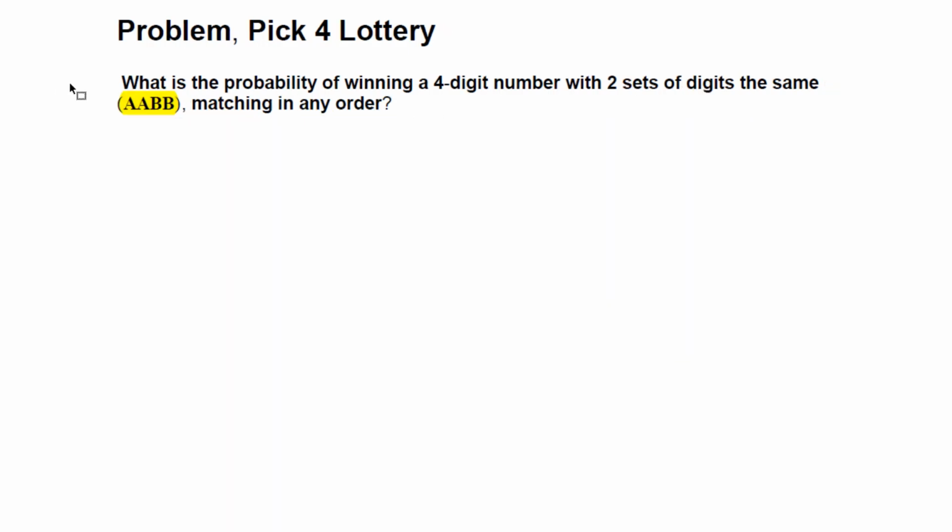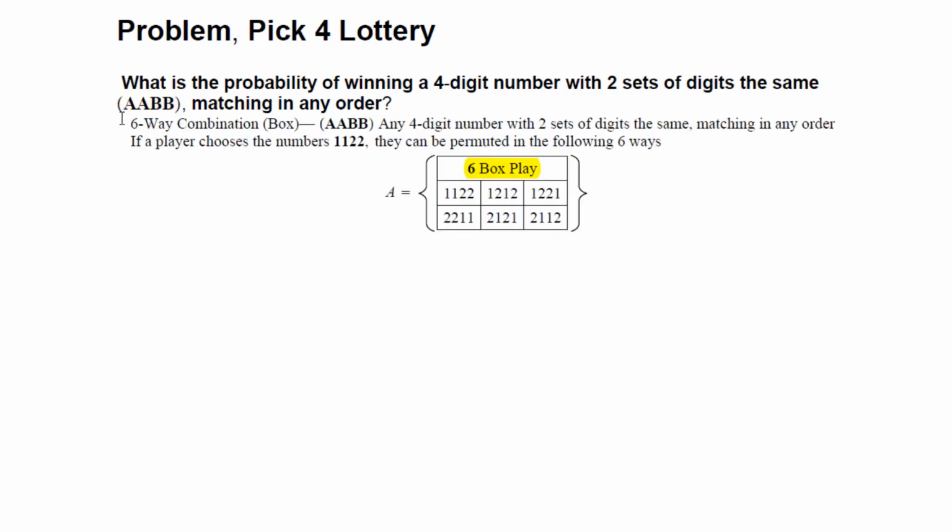Another question: what is the probability of winning a 4-digit number with 2 sets of digits the same, matching in any order? So here we have the ticket in the form of AABB, which could be 7755, 1122, and they call that a 6-way box, or we can call it a 6-way permutation box, because if we have a ticket such as 1122, then we can permute it in 6 different ways. But how do we know that?